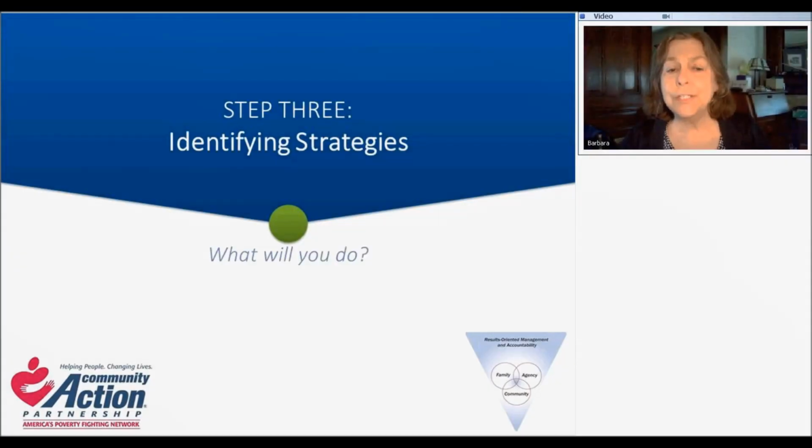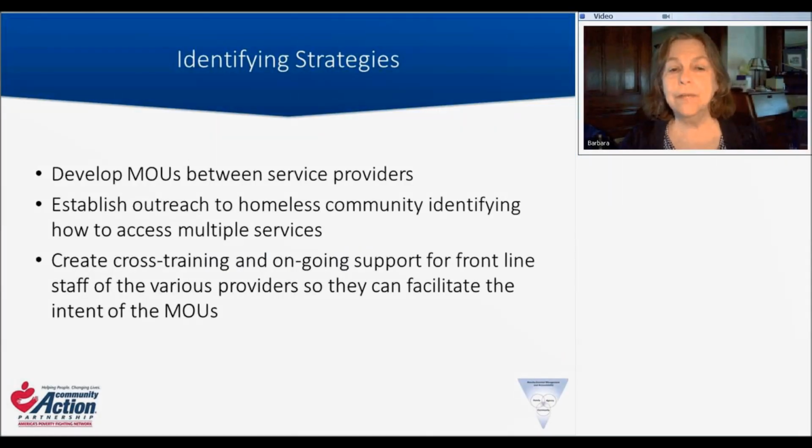So what strategies might we engage? Well, here are a couple of strategies. We could develop memorandums of understanding between the service providers. We could establish outreach to homeless communities, to the homeless people, so that we can help them identify how to access multiple services.